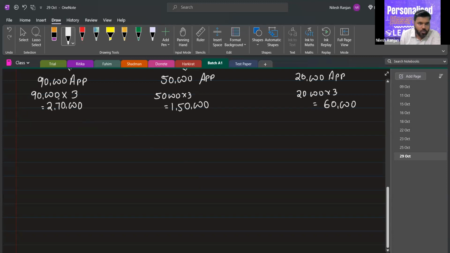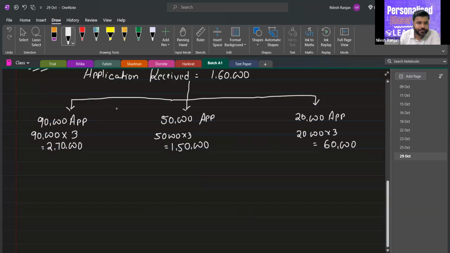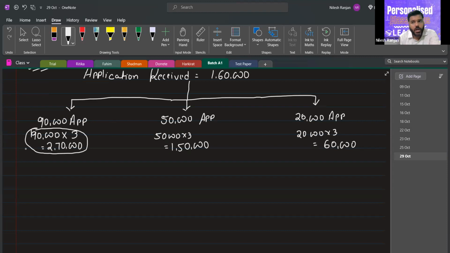Okay. Now, in this category, let's take the first category here. In this category, how much application money have we utilized? How many shares have we given?